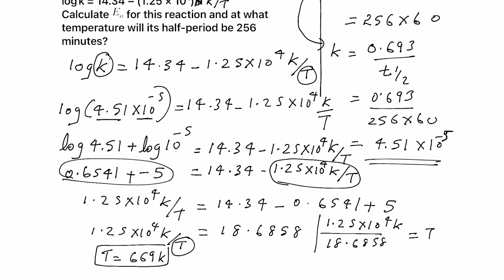See, from T half we find K. Once we find K, we substitute that value of K in the equation which they give, which is comparable with the Arrhenius equation. Got it, right? Hope all of you understand.